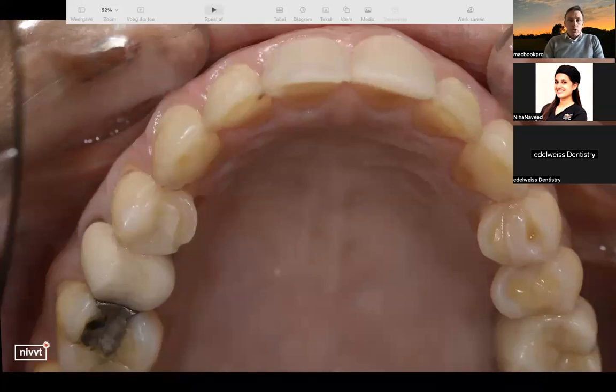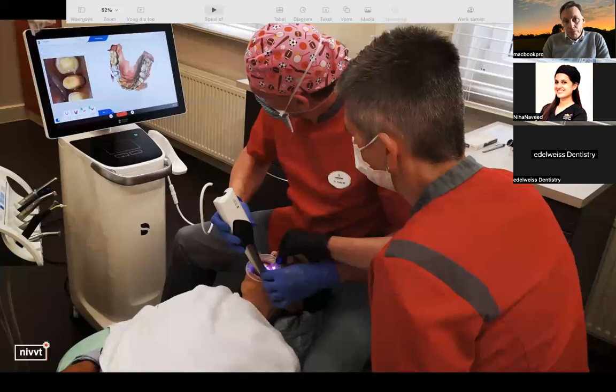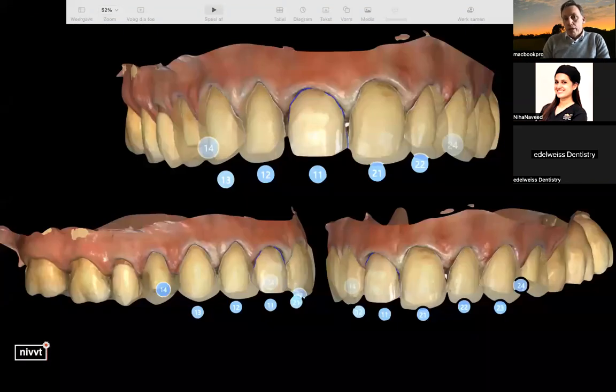You see it here. The old restorations, like you can see, are still there. These are Emax restorations, which were placed before in the premolars, and you see by the erosion, the wearing, that our own teeth are wearing out. And what we do in a case like this is we do an intraoral scan to capture the situation. Then we do a minimal invasive preparation.